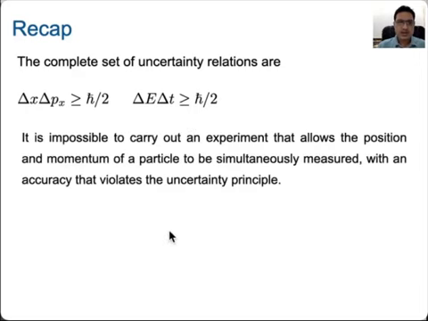So what it means is that it is impossible to carry out any experimental measurement that allows the position and momentum of a particle to be simultaneously measured with an accuracy that violates the uncertainty principle. So you cannot measure the position and momentum of a particle with an accuracy beyond the upper threshold set by the uncertainty principle. So this product cannot be smaller than ħ over 2. This is the meaning. Okay.